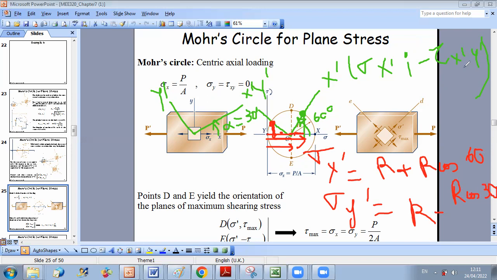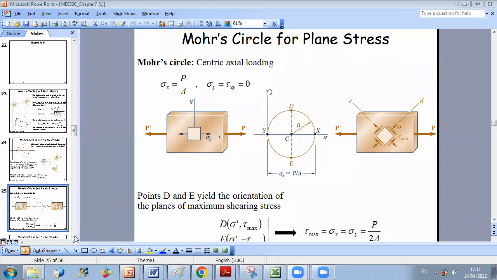And if you want to find tau x prime y prime, you say that this represents minus tau x prime y prime. So tau x prime y prime is negative, and tau x prime y prime is equal to minus this distance, which is r sine 60. And in this way, geometrically, you are able to determine the state of stress for any orientation.